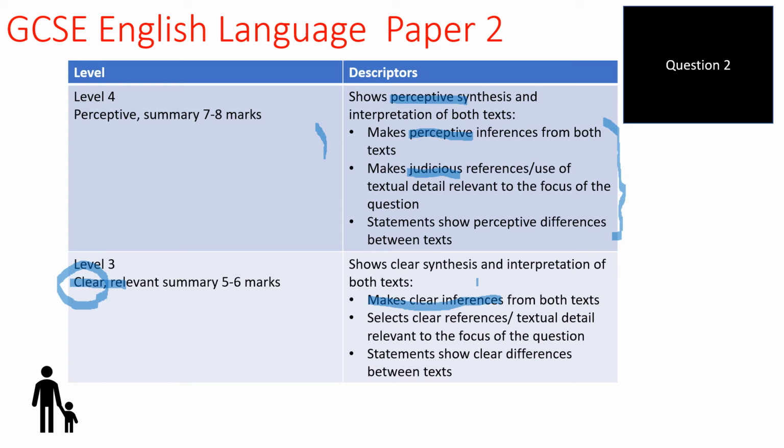So you start at the bottom level where you copy bits out, then you start level 2, which is you're making an inference, so you might say this suggests. Then level 3 is where you explain the inference, so it suggests this because of this. And then level 4 is a really subtle inference that shows that you really understand the text.